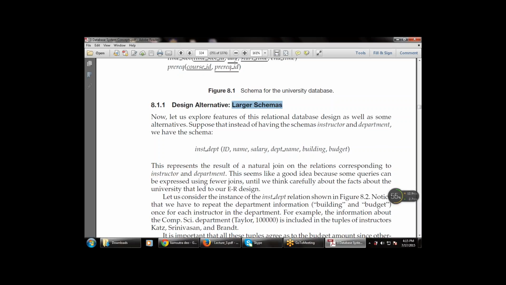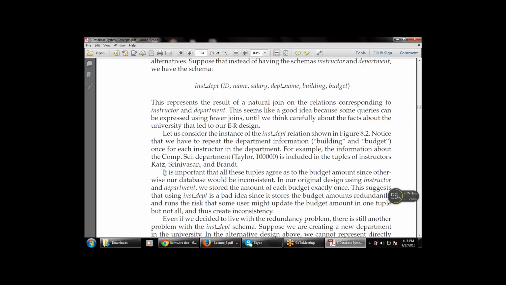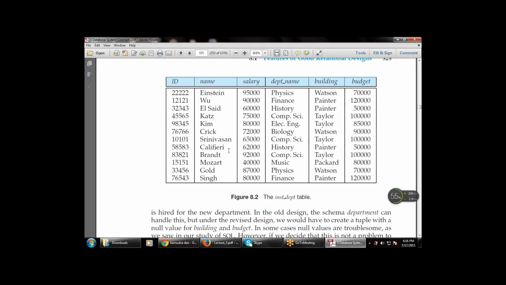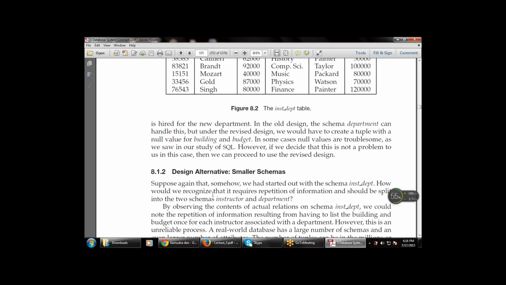One design alternative is a larger schema, where there are a large number of tables, columns and rows that form the relational database design. Suppose instead of having the schemas instructor and department, we have one schema with instructor ID, name, salary, department name, building, and budget. This represents the result of a natural join. Then we discussed the building and budget example, that is, how building and budget are used in day-to-day life or in database analysis.